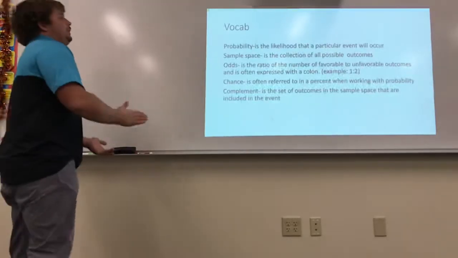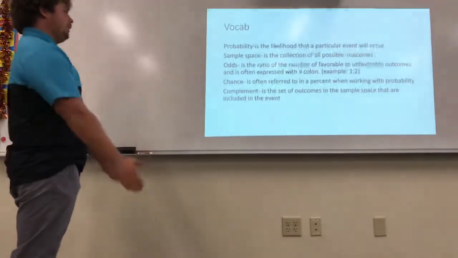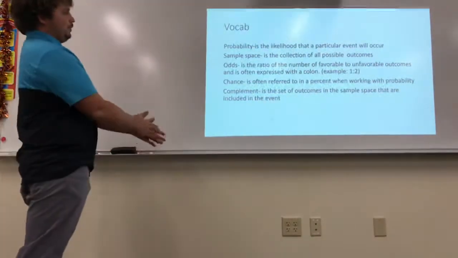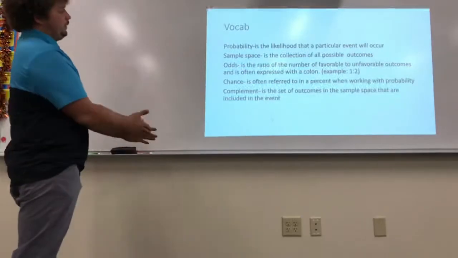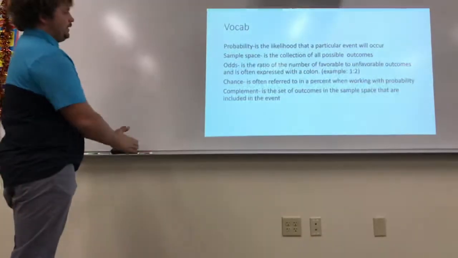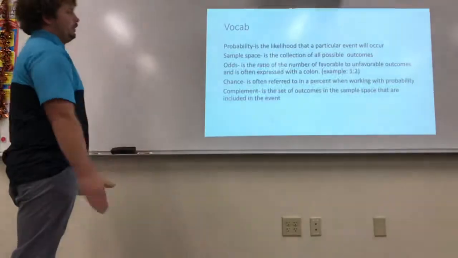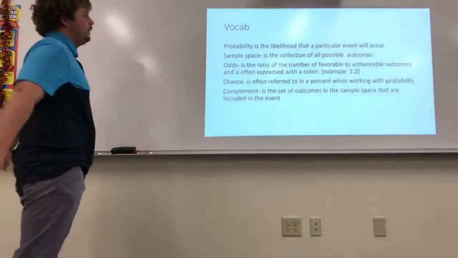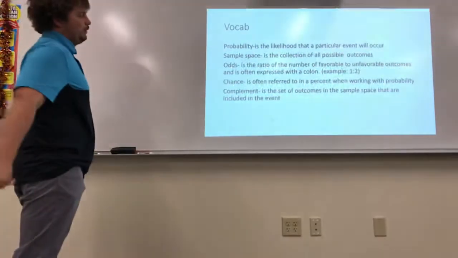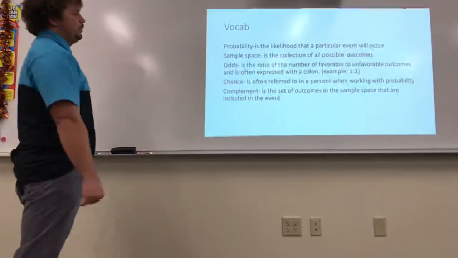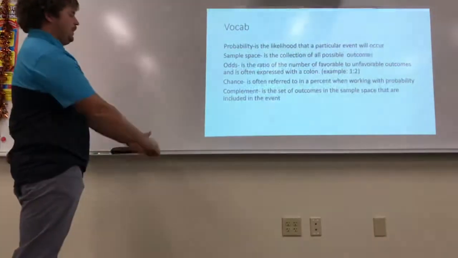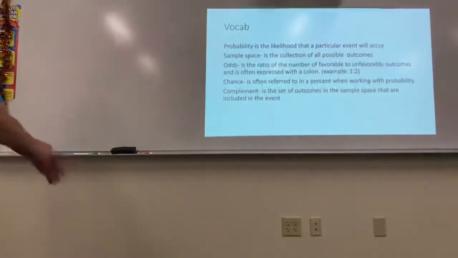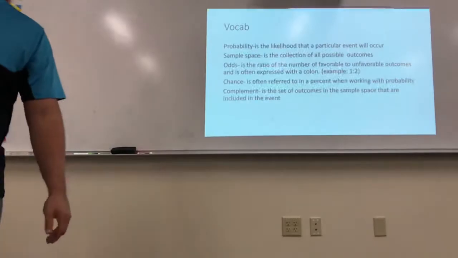Alright, probability is the likelihood that a particular event will occur. Sample space is collecting all of the possible outcomes, and we will do that today. We'll do the probability, obviously. Odds is the ratio of the number of favorable to unfavorable outcomes, and is often expressed with a colon. Chance is often referred to in a percent when working with probability. Complement is the set of outcomes in the sample space that are not included in the event.